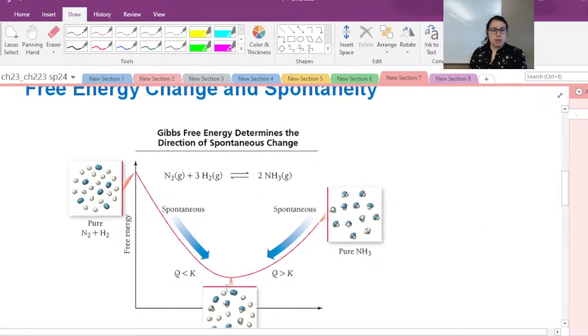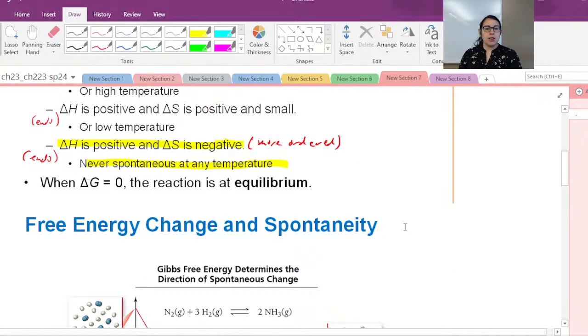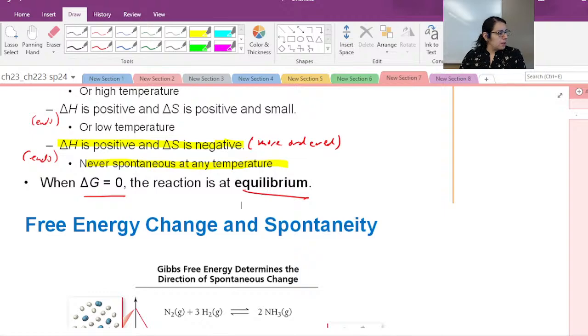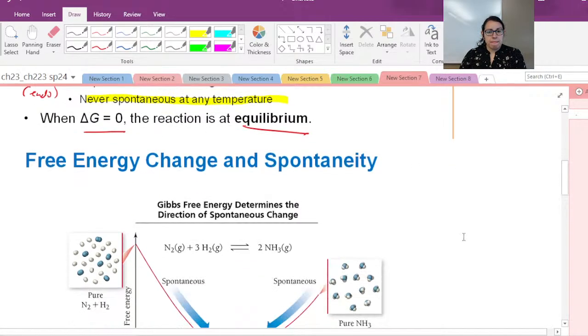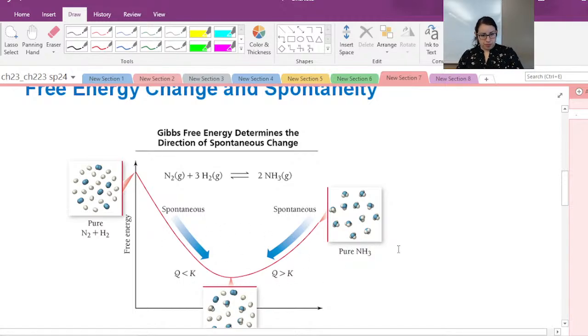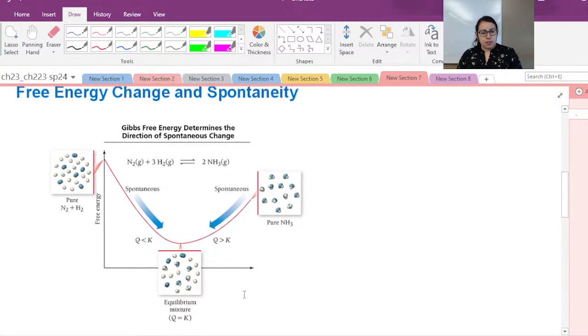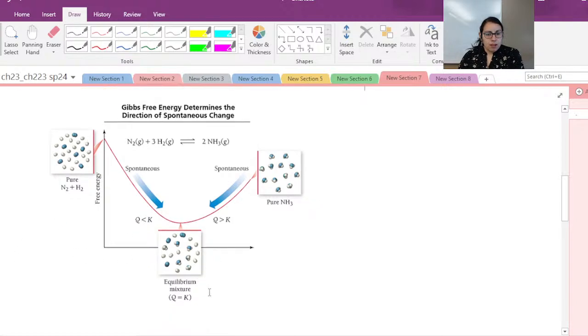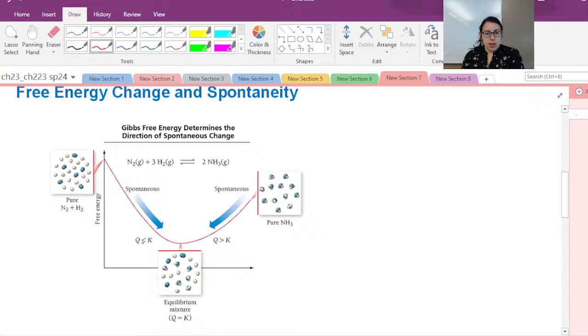And now we can also compare our Gibbs free energy. Notice our last point there was that if our delta G is 0, then we have a reaction at equilibrium. I don't think we'll look at that too much, but just keep that in mind. And here's again where you can start engineering your reaction. We're looking at our Gibbs free energy and comparing our Q and our K, our equilibrium mixture, kind of seeing where we are.